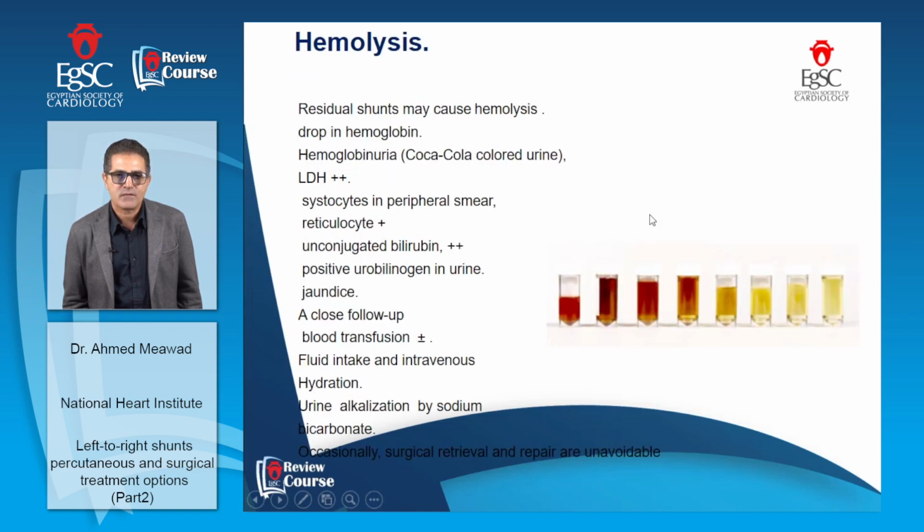The hemolysis, we can appreciate it when the patient comes with dark urine, jaundice and anemia. We do the lab workup. Most cases are treated by conservative treatment and are self-limited. If it is persistent, we can close the residual shunt by another device or send the patient for surgery.